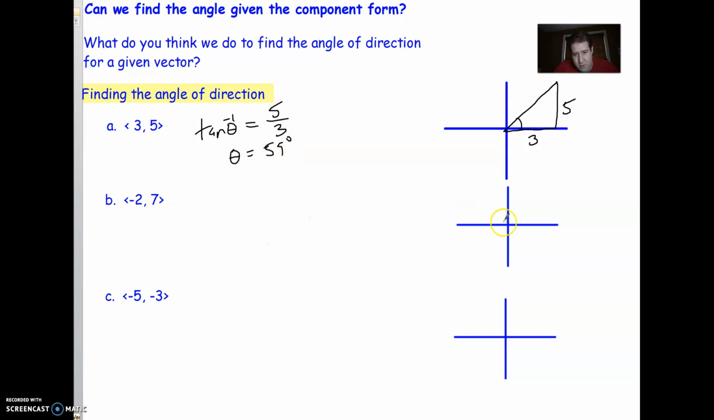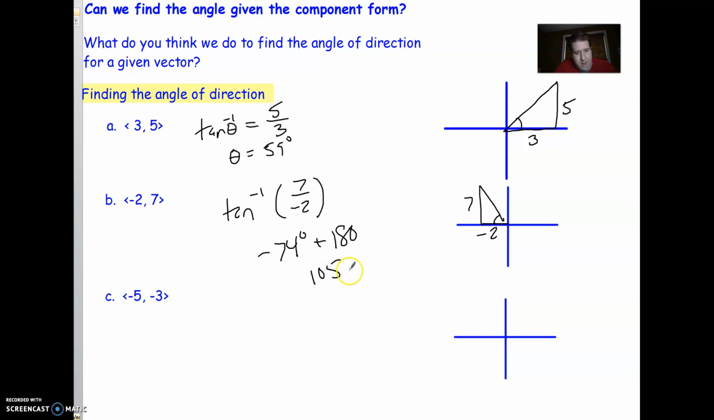So negative 2, 7 would be negative 2 this way and 7 this way. So once again, I'm going to use inverse tangent. So tangent inverse of 7 over negative 2. Inverse tangent of negative 7 divided by 2 gives me negative 74 degrees. Now, negative 74 degrees plus, I've got to add 180 to that, and I'm going to get about 105.9 degrees. I'm going to have to stop right there.